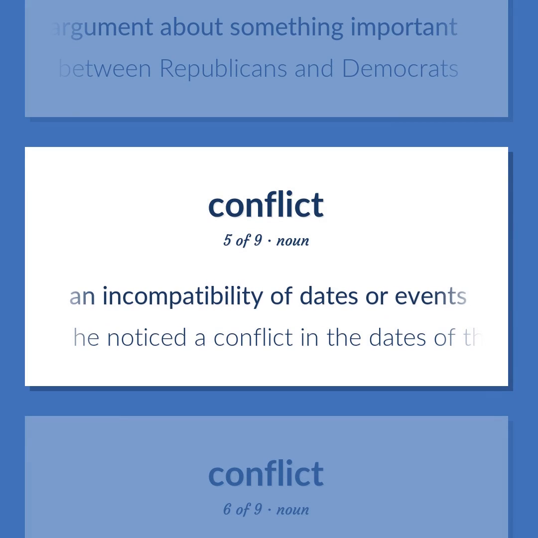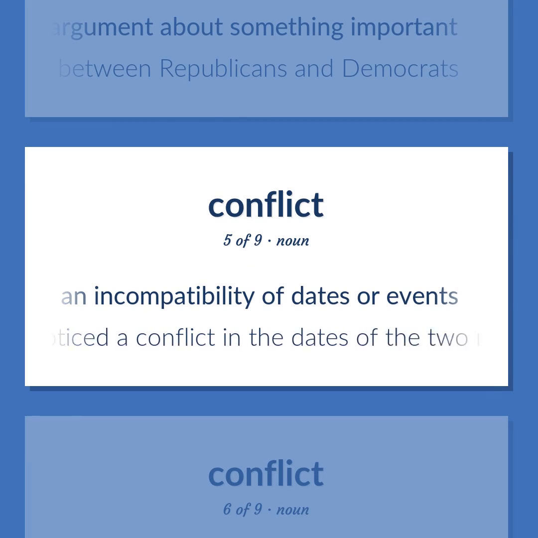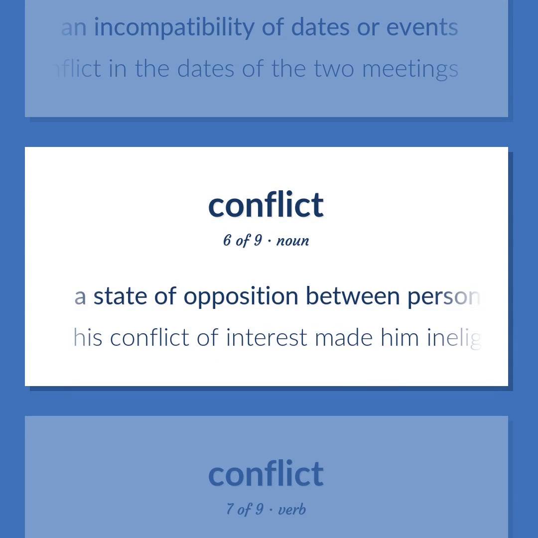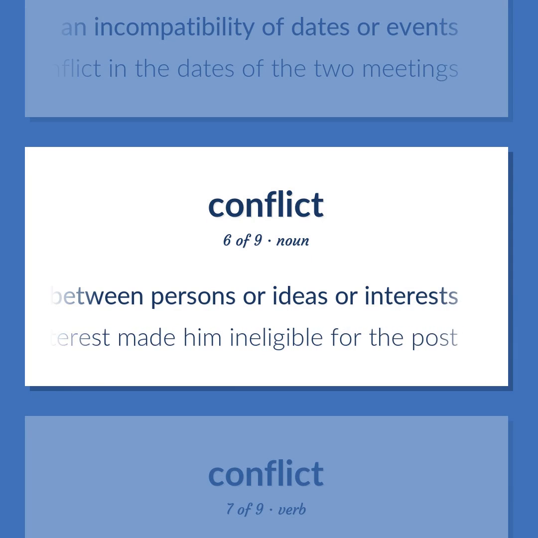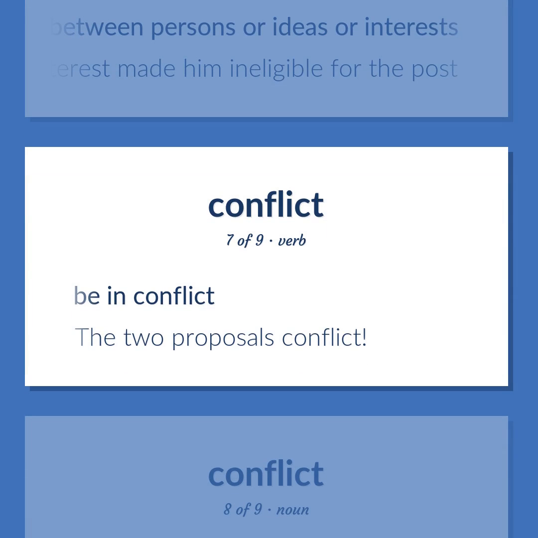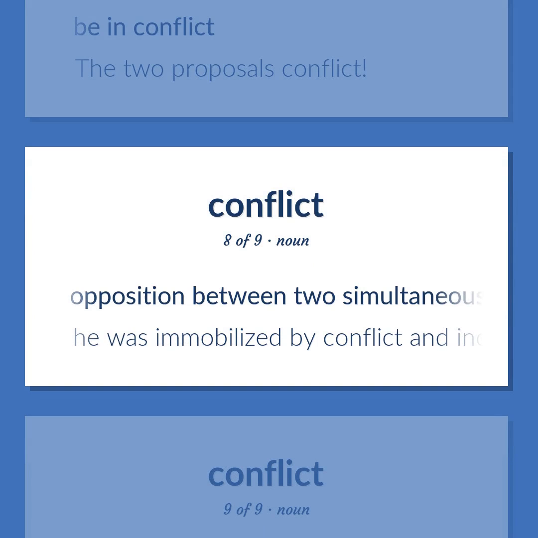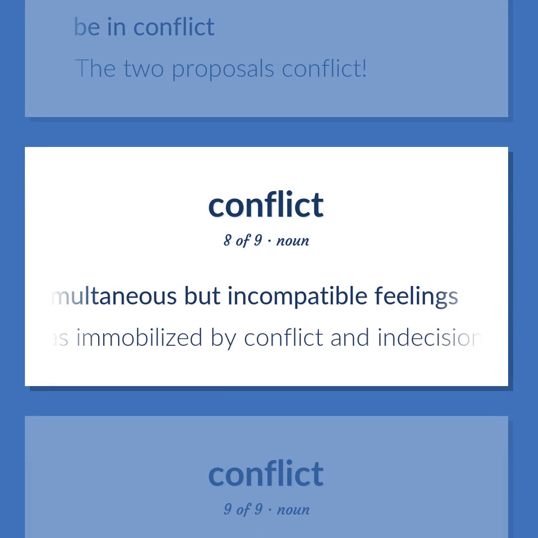An incompatibility of dates or events. He noticed a conflict in the dates of the two meetings. A state of opposition between persons or ideas or interests. His conflict of interest made him ineligible for the post. Be in conflict. The two proposals conflict. Opposition between two simultaneous but incompatible feelings. He was immobilized by conflict and indecision.